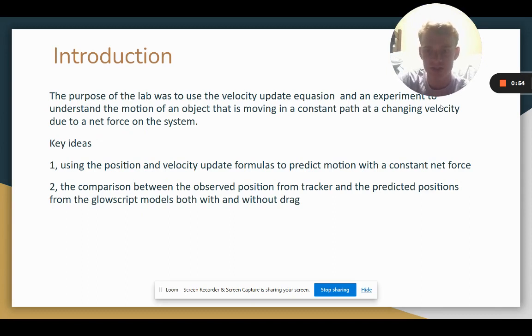One was using the position and velocity update formulas to predict motion with a constant net force, and the second was the comparison between observed position from Tracker and the predicted positions from GlowScript models, both with and without drag.